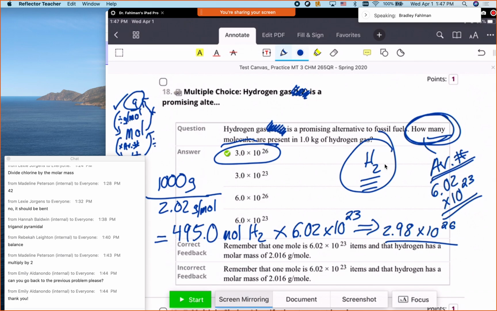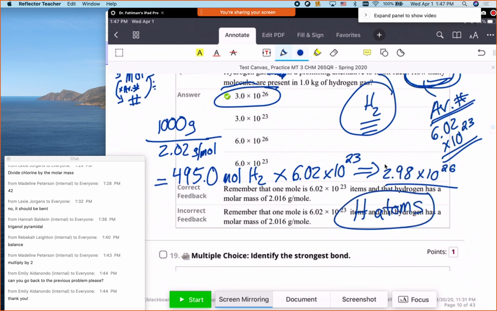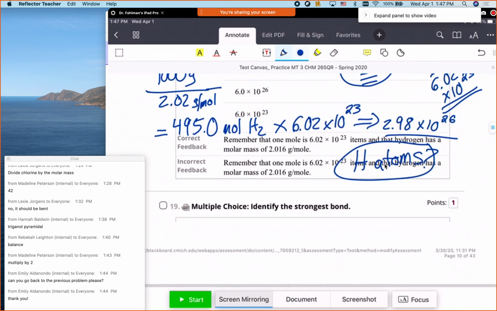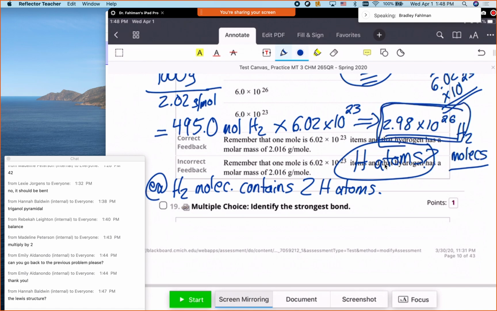So here's another question. What if this asked, instead of how many molecules, how many hydrogen atoms are present? What would you need to do? So this is hydrogen molecules, the total of those. No, it's not even that deep, actually. You don't have to do the Lewis structure, but it's just really saying that each hydrogen molecule contains 2 hydrogen atoms, right? So you would just take this number and multiply by 2.